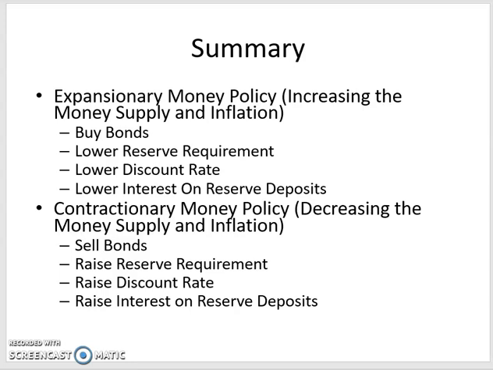Contractionary monetary policy, decrease the number of loans and raise interest rates. So in order to decrease the money supply, the Fed would sell bonds in open market operations, right? They'd sell bonds to banks and private individuals in the hopes that that would take money out of circulation. They would raise the reserve requirement to encourage or to force banks to hold more money and lend out less. They'd raise the discount rate to raise interest rates, and they'd raise the interest they pay on reserve deposits. Why? Because then banks would be more likely to deposit their reserves in the Fed and not lend them out to customers. So make sure that you understand the four things you could do for contractionary and expansionary monetary policy.